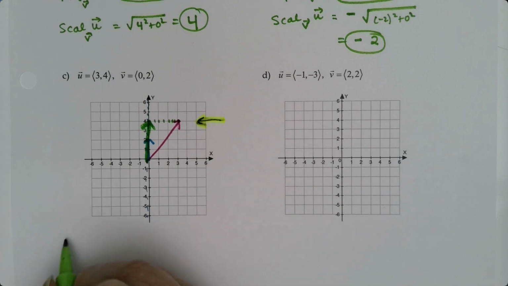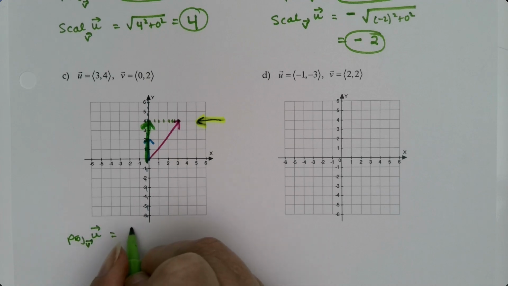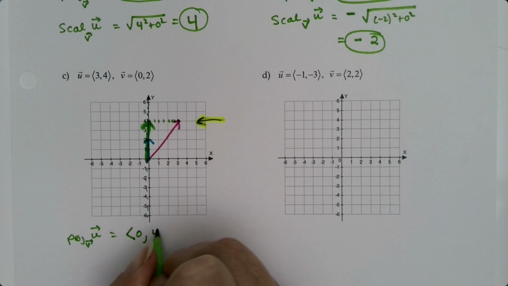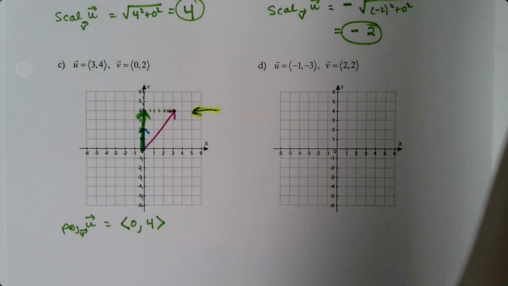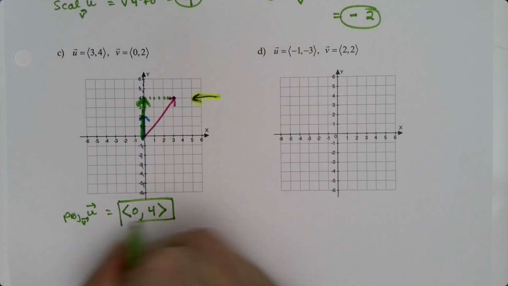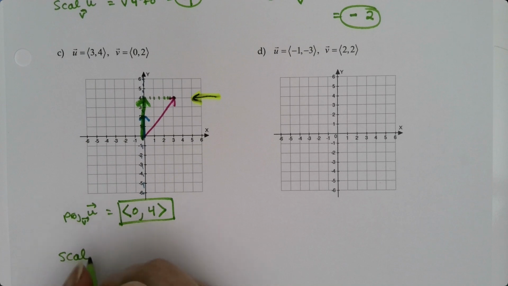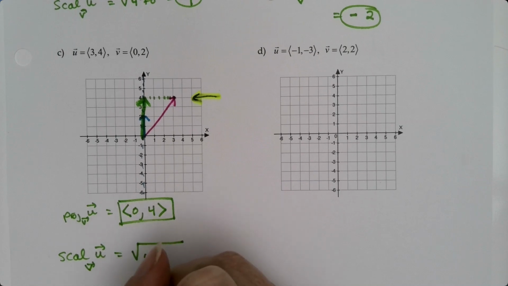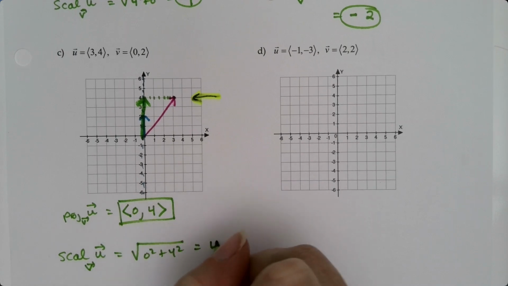So the projection of u onto v is over 0 up 4. And since that's positive v, that means my scalar will be positive. So here's the vector, and the scalar of u onto v will be the square root of 0 squared plus 4 squared, which is 4.